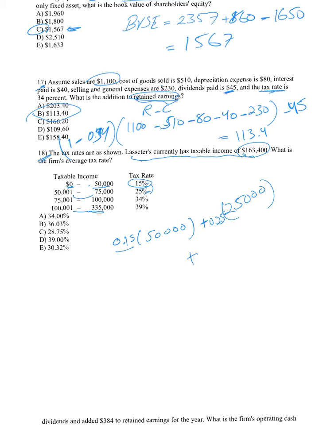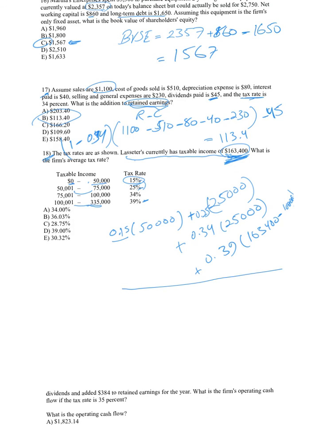Then we add 0.34 times $25,000, because this is 100,000 minus 75,000, which is $25,000, plus 0.39, which is this tax rate, multiplied by the difference between your current income and $100,000. After you calculate this, you divide your answer by $163,000, and this will give you your average tax rate. If you do this, you will find that the average tax rate turns out to be 28.75%, and this would be C.